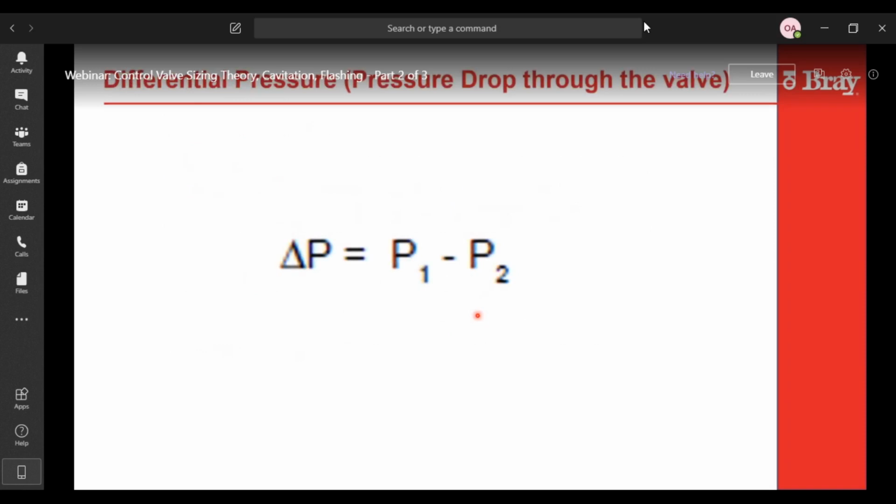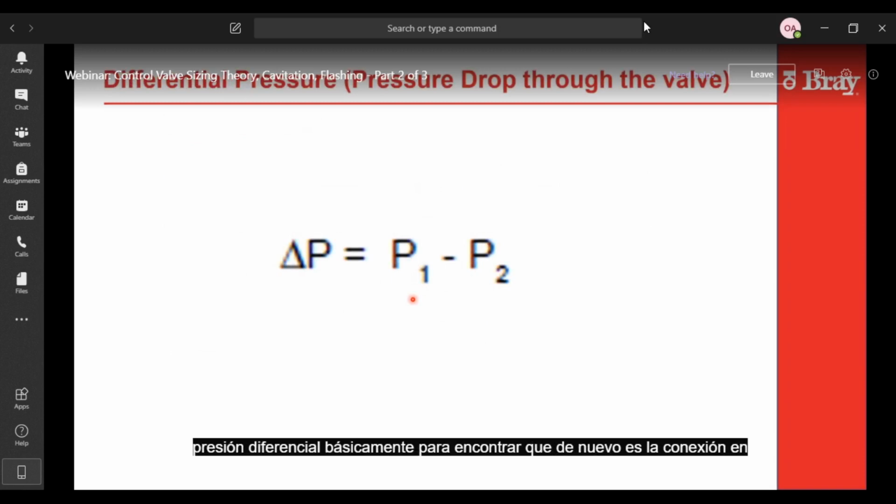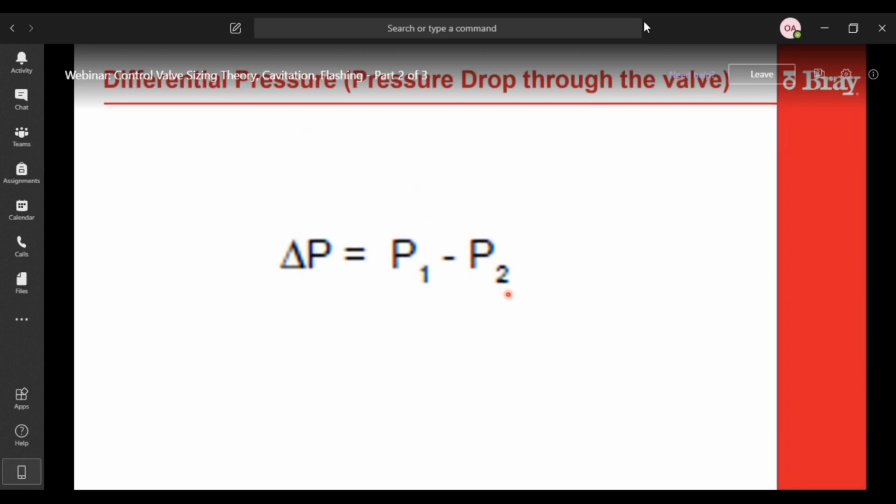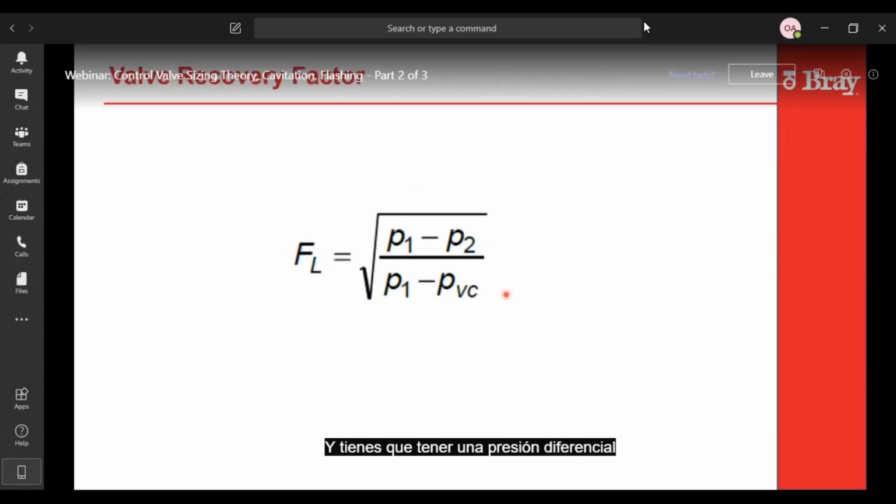And the differential pressure we'll be discussing. Differential pressure, basically, to define that again, is the upstream pressure less the downstream pressure. And you have to have a differential pressure in order to have flow through the valve. So if P1 is equal to P2, you have no flow going through the valve. So there always has to be a pressure drop. And that goes for piping systems and everything else. You have to have a pressure drop to move fluid downstream.